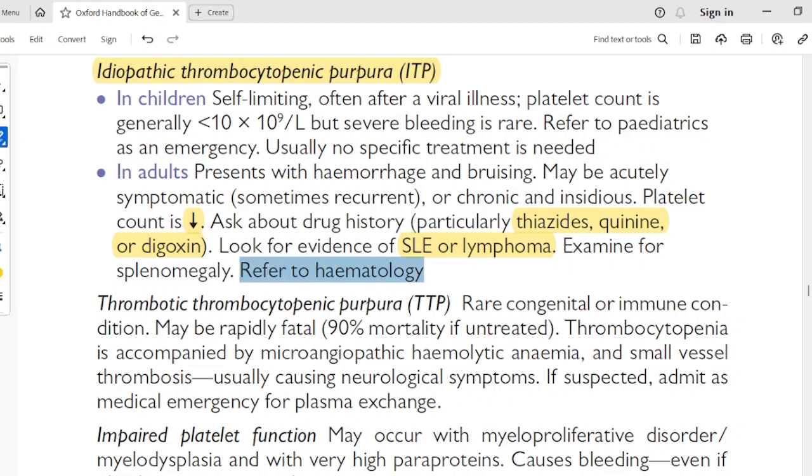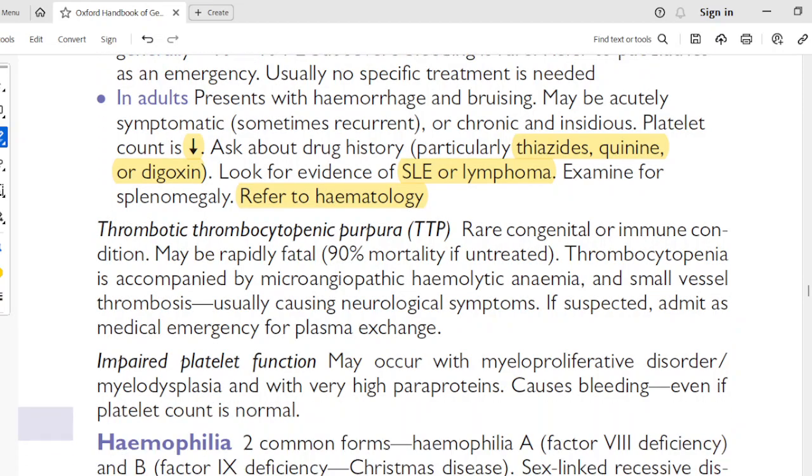So in case of adults with suspected ITP, you have to refer them to hematology. Whereas in children, you also have to refer to pediatrics as an emergency, but no specific treatment would be required.